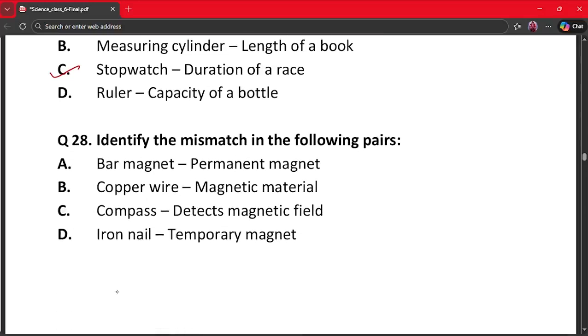Our next question is question number 28. Identify the mismatch in the following pairs. A. Bar magnet to permanent magnet. B. Copper wire to magnetic material. C. Compass detects magnetic field. D. Iron nail, temporary magnet. The correct answer is option B.